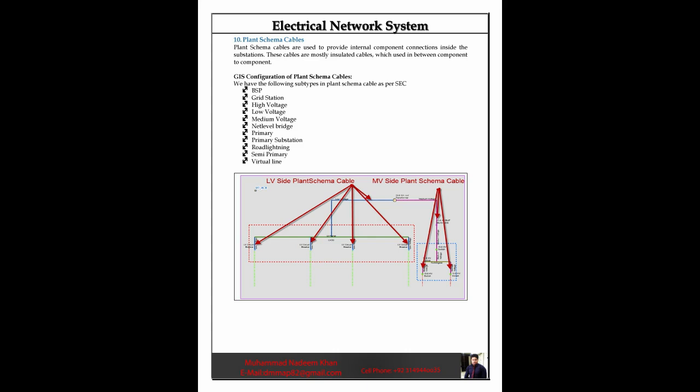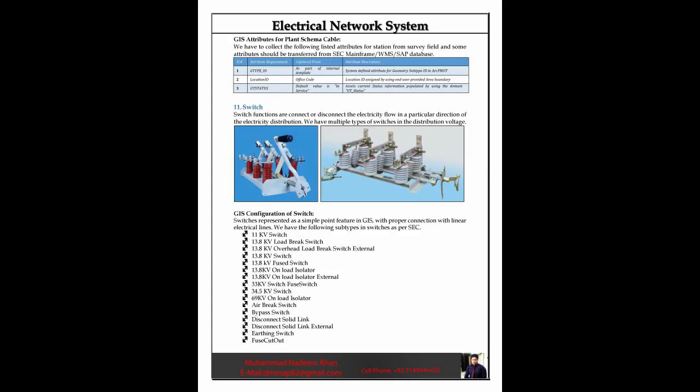We have the following subtypes in plant schema cable as per SEC. BSP. Grid station. High voltage. Low voltage. Medium voltage. Net level bridge. Primary. Primary substation. Road lightning. Semi-primary. Virtual line.